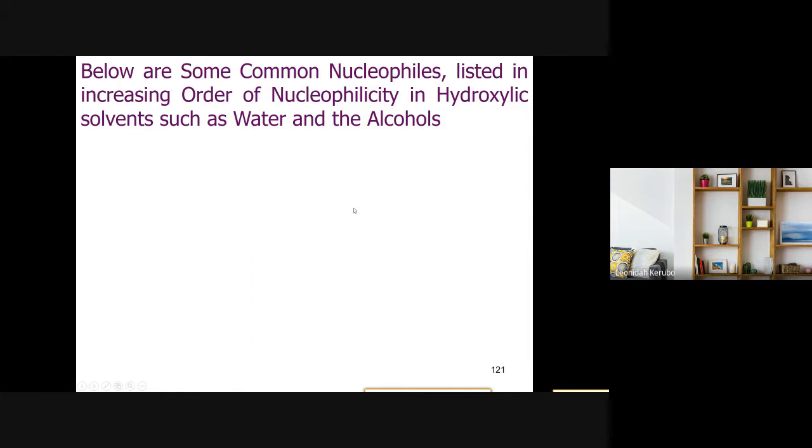So I will stop there. Next time we will discuss some common nucleophiles listed in increasing order of nucleophilicity in hydroxylic solvents such as water and alcohols.